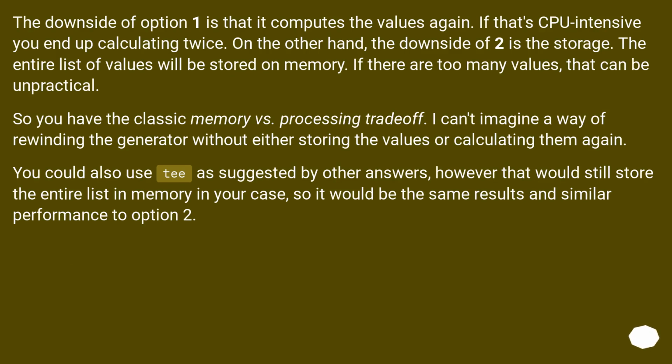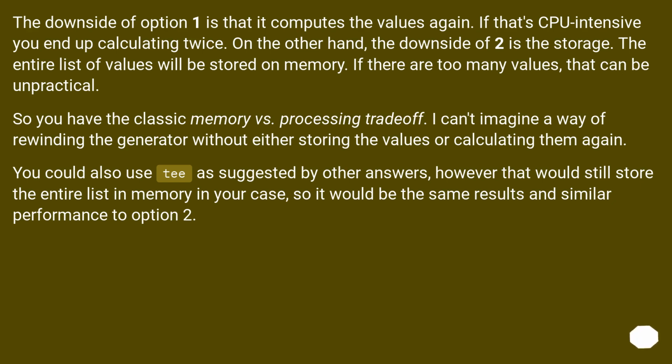The downside of option 1 is that it computes the values again. If that's CPU intensive, you end up calculating twice. On the other hand, the downside of option 2 is the storage. The entire list of values will be stored in memory. If there are too many values, that can be impractical. So you have the classic memory versus processing trade-off.